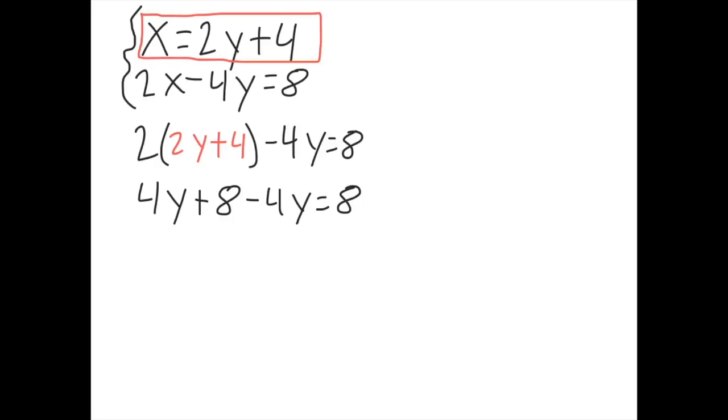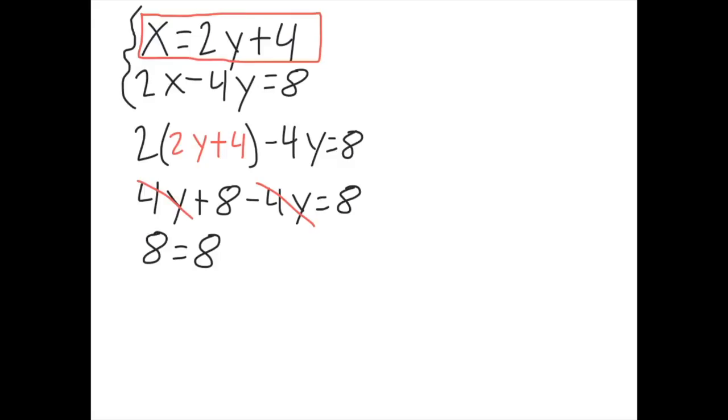Then we combine like terms. So 4y minus 4y will give us 0y, or just 0. The 4y's cancel each other out. They're just gone now. So now we're just left with 8 equals 8.